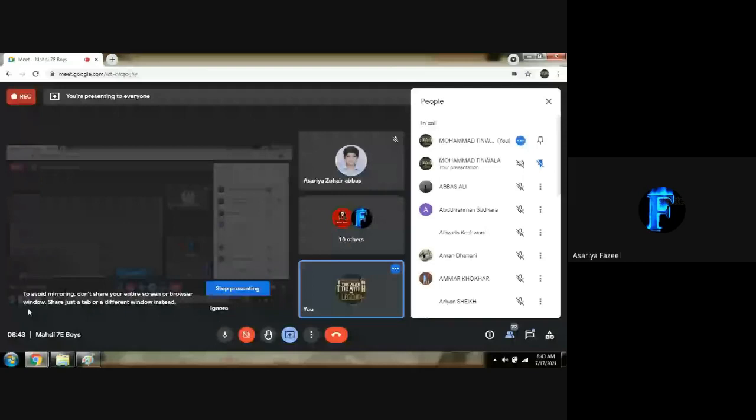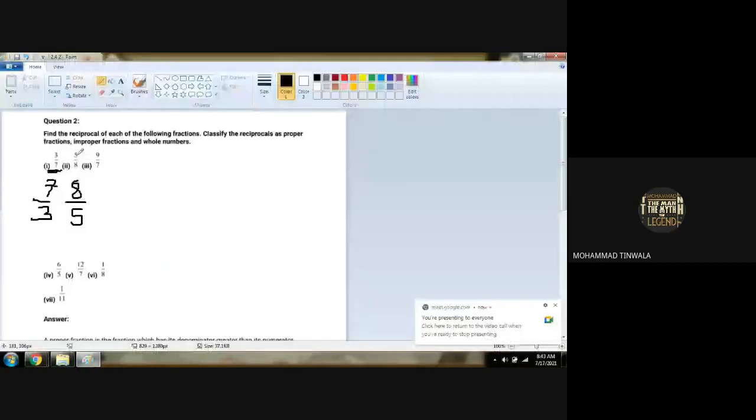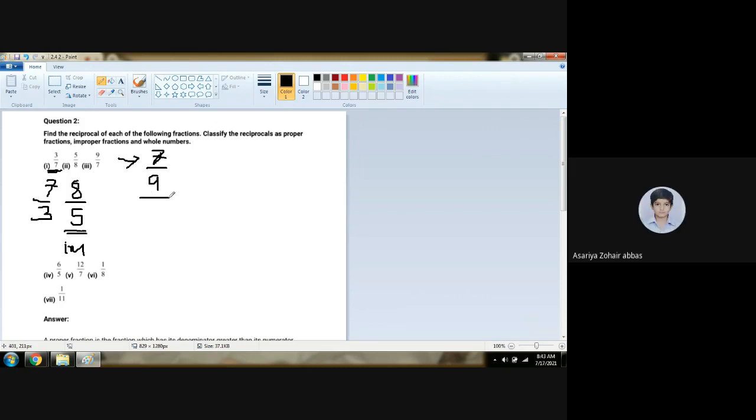Yes, sir. Is 8 upon 5 a proper fraction or improper fraction? Improper fraction. Very good. Now 9 upon 7. What will the reciprocal of 9 upon 7 be? 7 upon 9. And 7 upon 9 is what fraction? Proper. Very good. This is easy, you don't need me to shout.